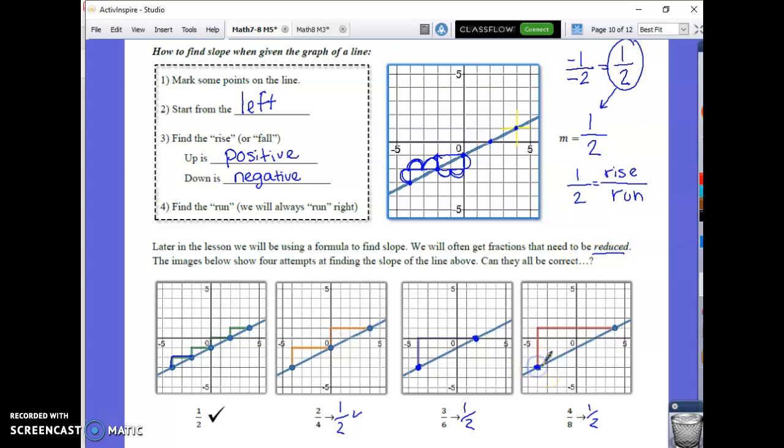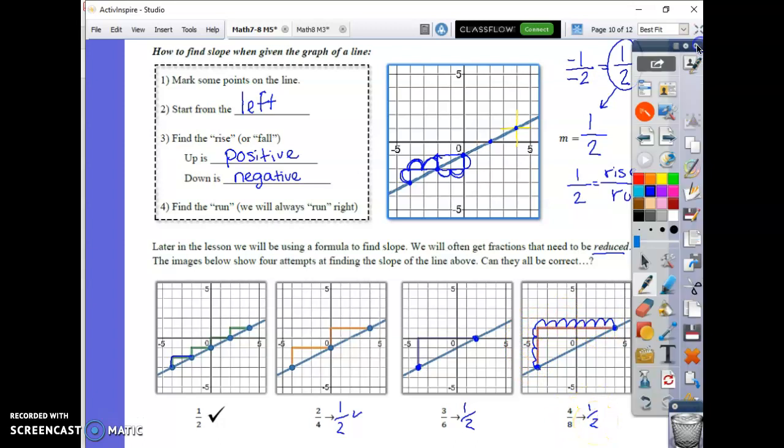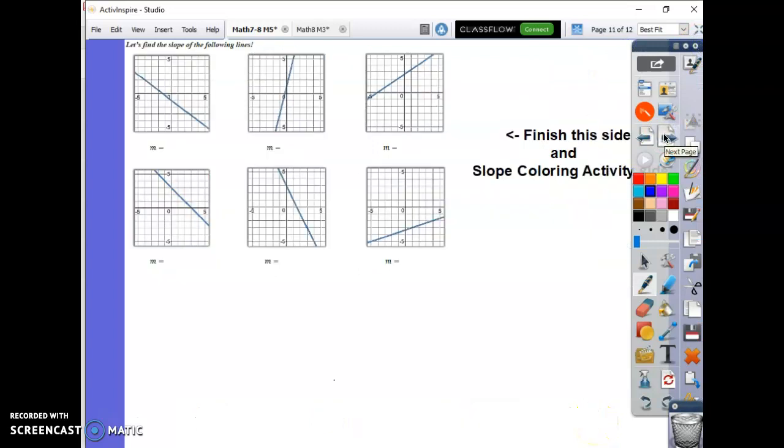So this one, again, I'll do this one real quick. They went 1, 2, 3, 4. Our rise was 4 and our run was 1, 2, 3, 4, 5, 6, 7, 8. Run was 8. So 4 over 8, or 4 divided by 8, that gets us 1 over 2, or half. Go ahead and find the slope of these 6 graphs.